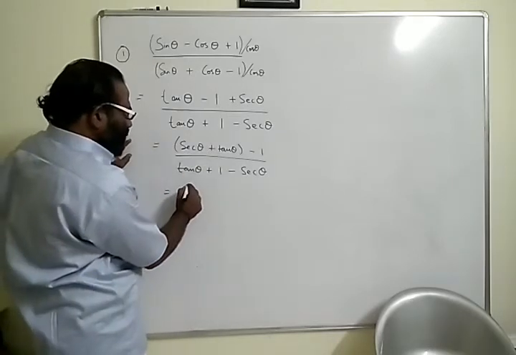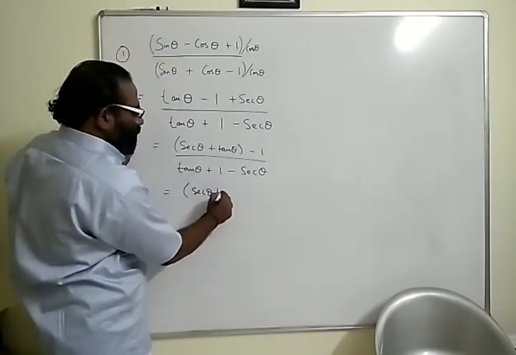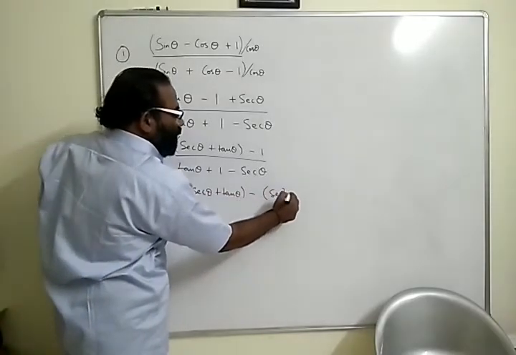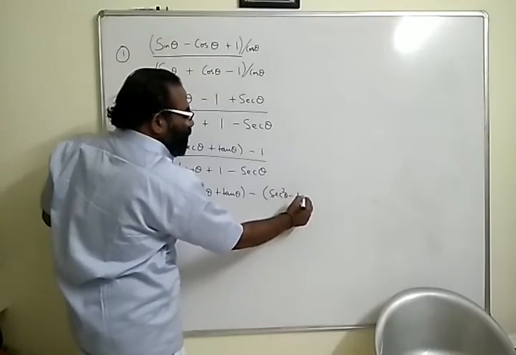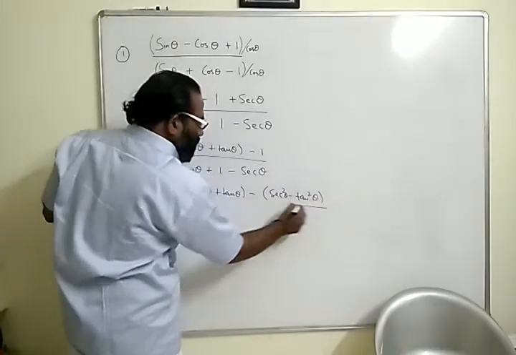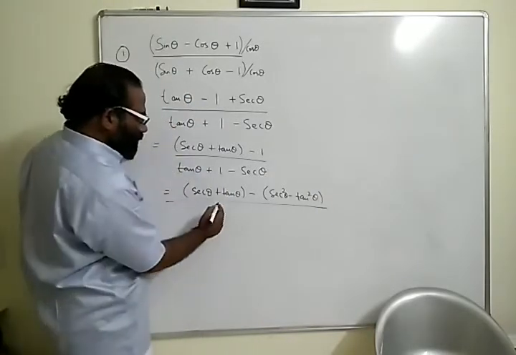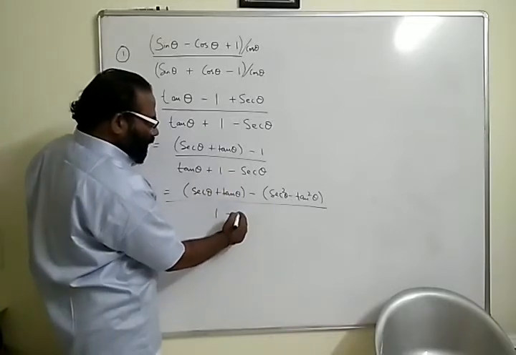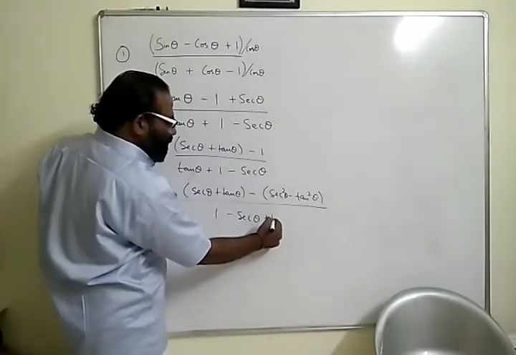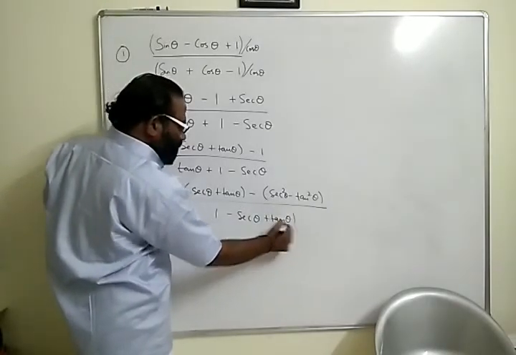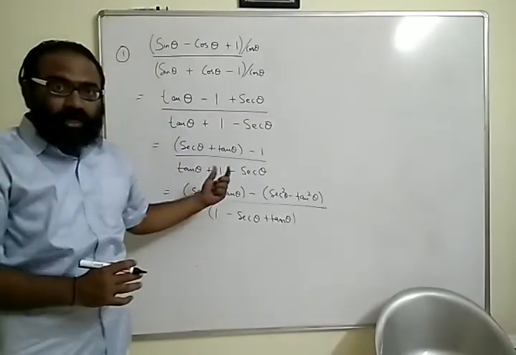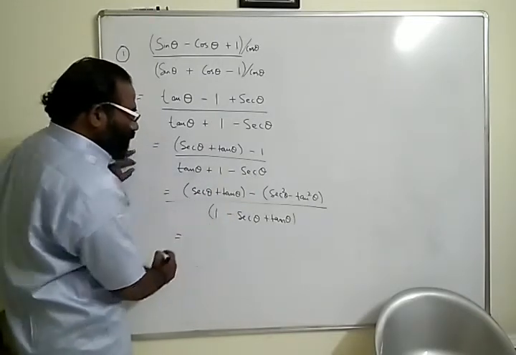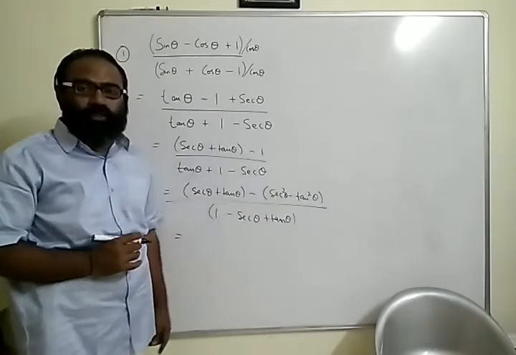So I can write this as secant theta plus tan theta minus (secant squared theta minus tan squared theta), by, let me rewrite the denominator: 1 minus secant theta plus tan theta. It's the same thing, there's no difference. I'm just rearranging the order of the terms. Now, what do we have here? We have secant squared theta minus tan squared theta.